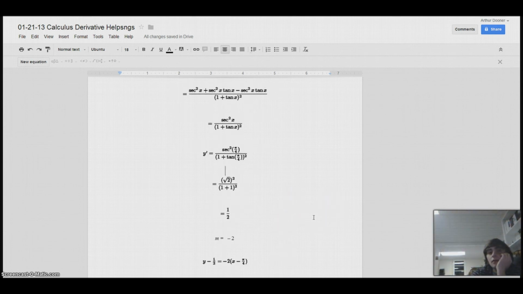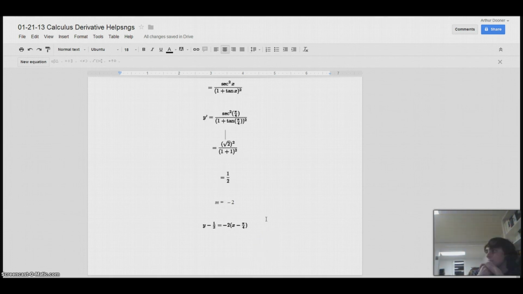Moving along, it's just 1 over 2. That just means that the slope we want, perpendicular to that slope, will be m equals negative 2. Moving on, we have the point that we were given, pi over 4 and 1/2, and we can plug that into y minus y1 equals m times x minus x1. So it's in point slope form and everything.